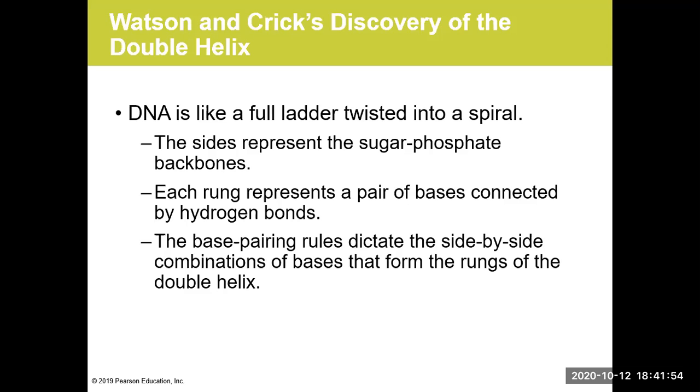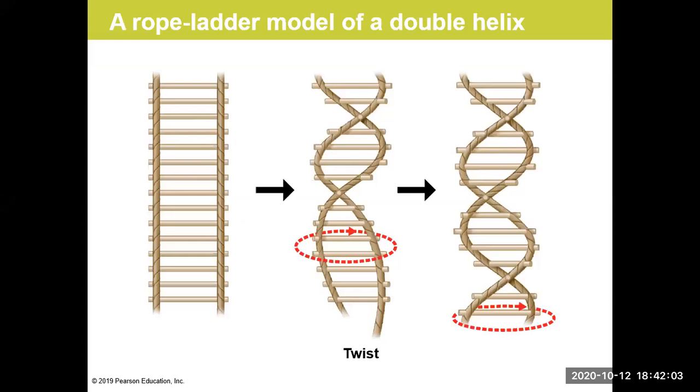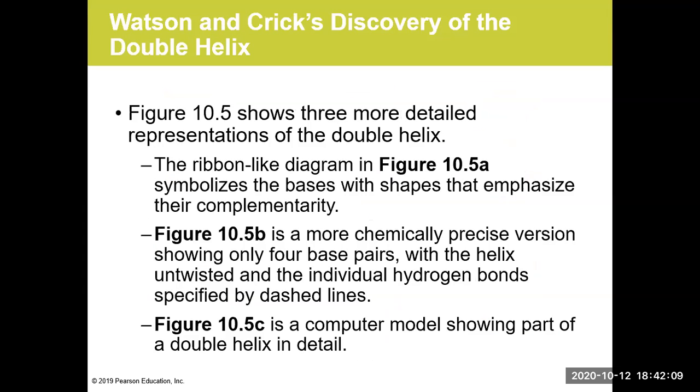Remember this as apples grow on trees and cars go into garages. So A with T, adenine with thymine, and cytosine with guanine. This is a rope ladder model of the double helix. This slide gives you the descriptions for the diagrams, or images, that you would be seeing in the next slide.